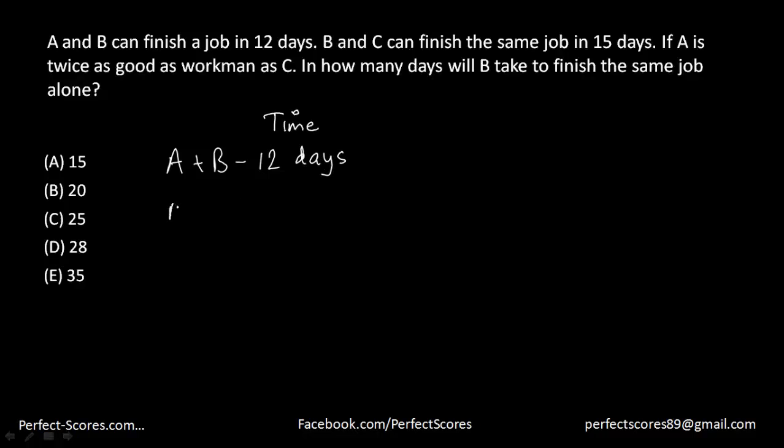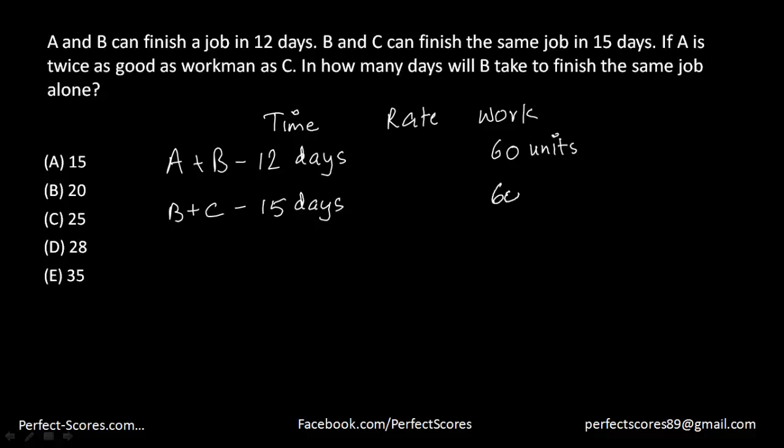Then the question says about B and C. B and C together can finish the job in 15 days. So what I will do is, since I know that efficiency is directly proportional to the units, I would rather find the rate than go for time. If I assume the work to be 60 units, the LCM of 12 and 15, then I will calculate the rate. That means A and B are going to finish 5 units per day and B and C are going to finish 4 units per day.